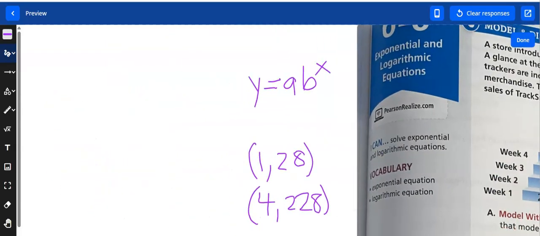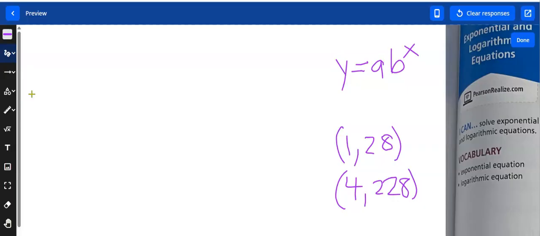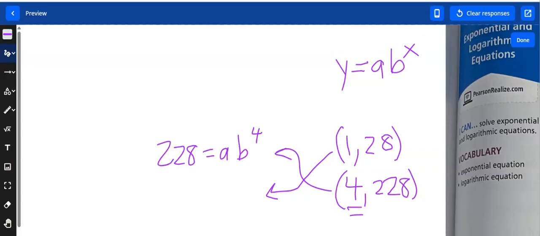And what did we do with these kind of points? Which one did we start with? We always started with one particular one. Highest x value. All right. So when we do that, we have 228 equals ab to the 4th. And 28 equals ab to the 1st. And what did we do with these two equations? We divide them. Thank you very much.